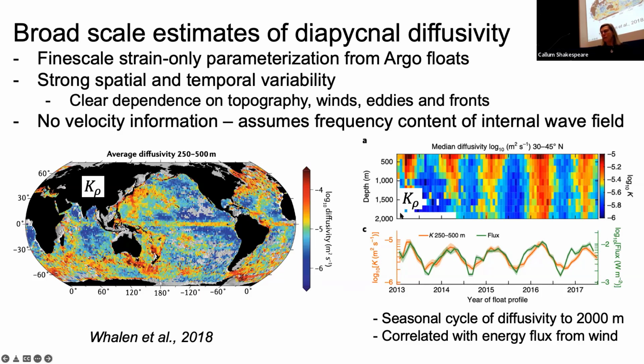There's also some broad scale temporal information in the form of the seasonal cycles. This one is an average over the subtropical northern latitudes, but it shows that the strong seasonal forcing extends down to at least 2,000 metres, and it's well correlated with the change in the energy flux from the wind. So as the winter winds pick up, that drives stronger mixing.